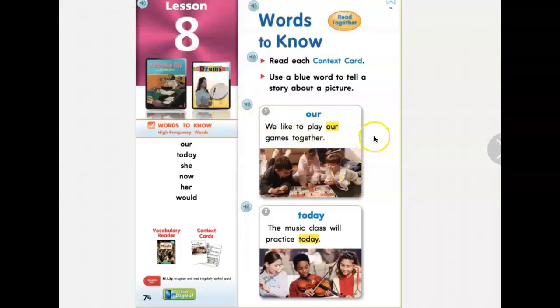One of our words that we learned about was the word hour. Hour. The word hour can be used in a sentence like we see in our card when it says, "We like to play our games together." Our next sight word was the word today. The word today can be used in a sentence when it says, "The music class will practice today."